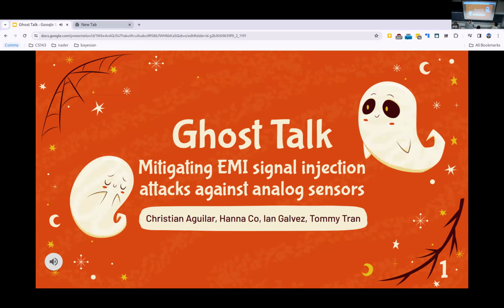Okay. Hi, everyone. So our paper is Ghost Talk, Mitigating EMI Signal Injection Attacks Against Analog Sensors. Our group is comprised of Christian, myself, Hannah, Tommy, and Ian.